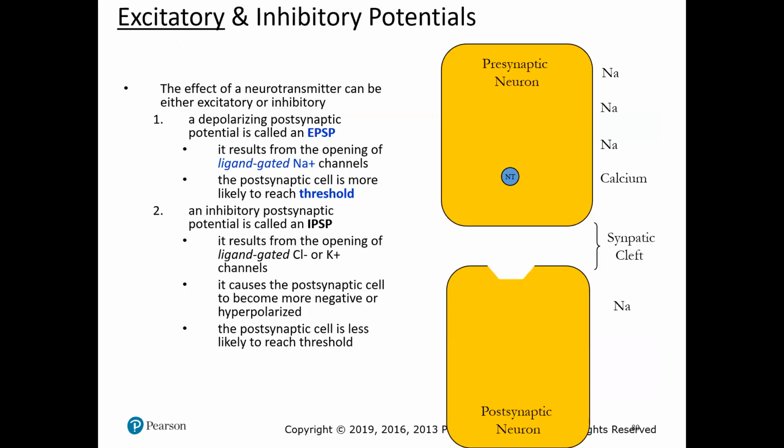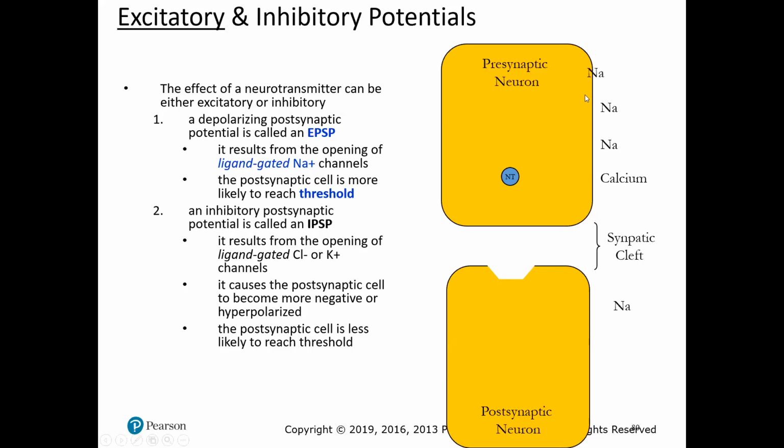So, excitatory and inhibitory potentials. Here we see an excitatory potential being generated. We have a neurotransmitter that opens up sodium channels and sodium rushes in, and we get a localized depolarization event. This is a ligand gate right here. And so we're going to generate an EPSP, an excitatory postsynaptic potential.